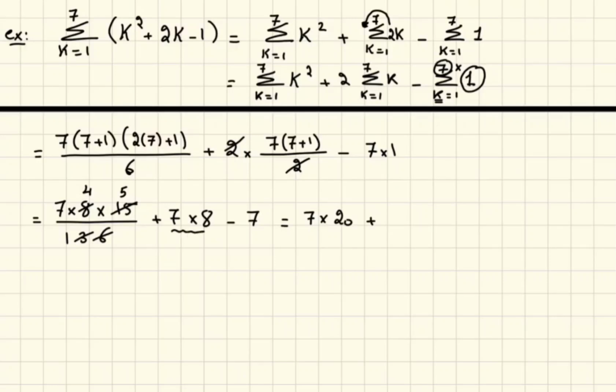Now 7 times 8, we know it's 56, and we have minus 7. Now 7 times 20 will be 140. We add the 0 because we have 20, so it will be 140 plus 56 minus 7. Now simplifying this answer, 140 plus 56 will be 196 minus 7, and the answer will be 189.